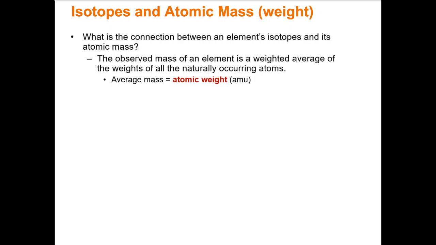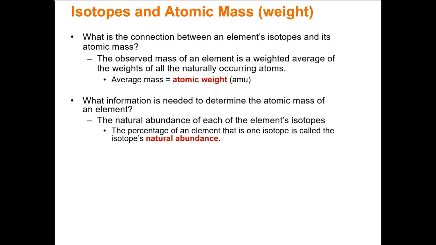The reason is that there's more than one naturally occurring isotope. So what we do is we take an average mass of all the isotopes, and that becomes its atomic weight. The observed mass of an element is a weighted average of the weights of all the naturally occurring atoms. So the average mass is what becomes the atomic weight. And it asks us what information is needed to determine the atomic mass of an element. Well, what we need to know is the natural abundance of each of the element's isotopes.